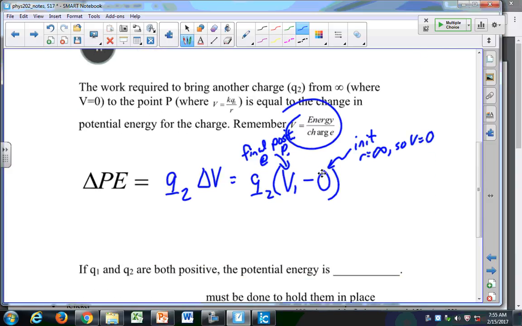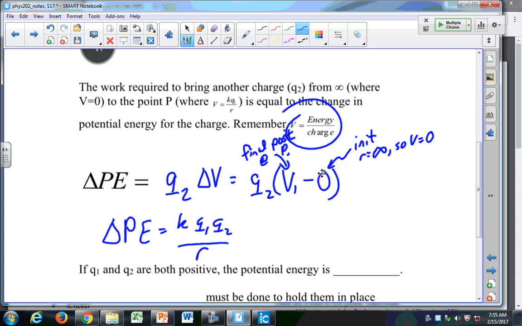So that's my change in potential energy. I can rewrite this as my change in potential energy equals KQ1 Q2 over R, because remember, V1 here is equal to KQ1 over R. So I get this expression for the potential energy of two charges.